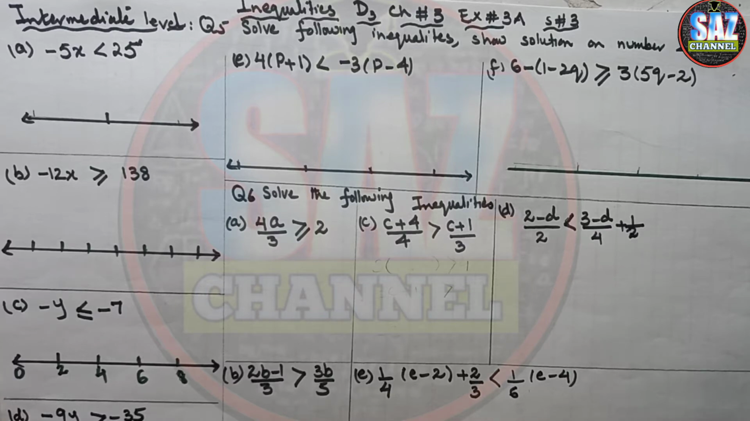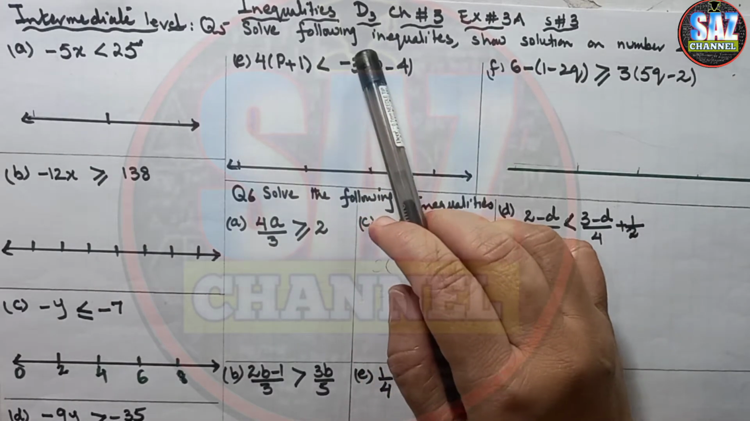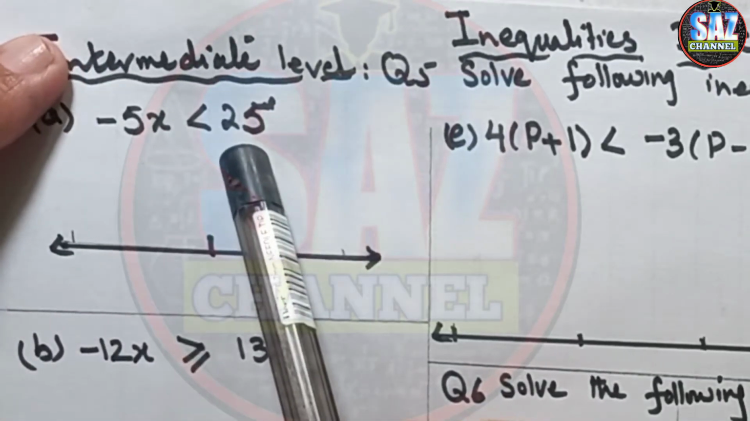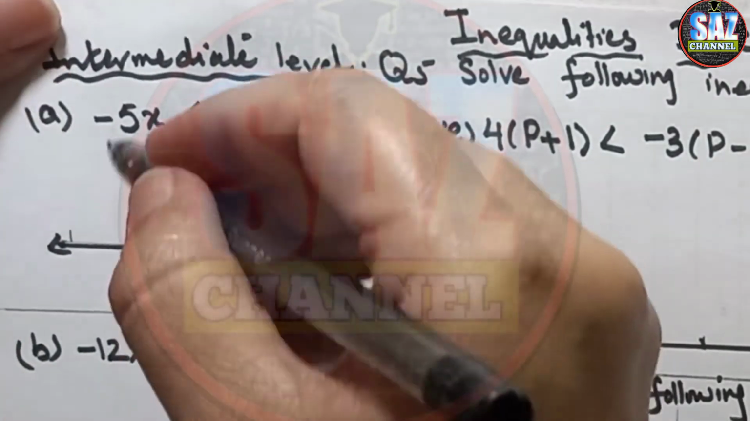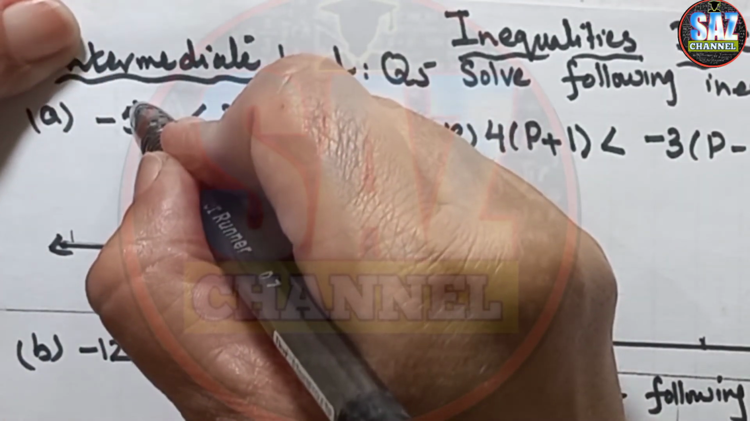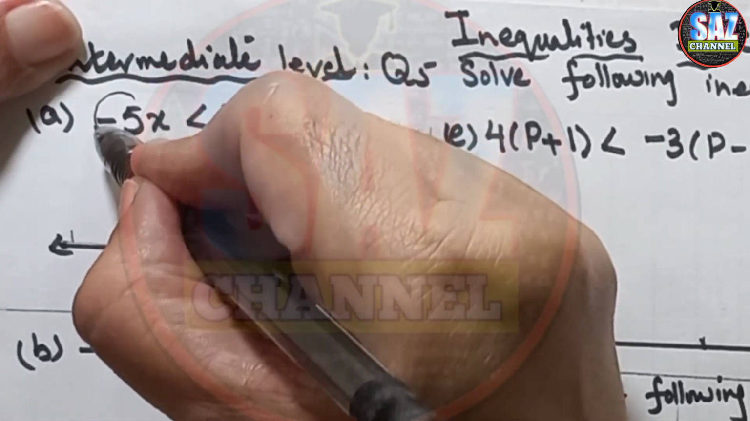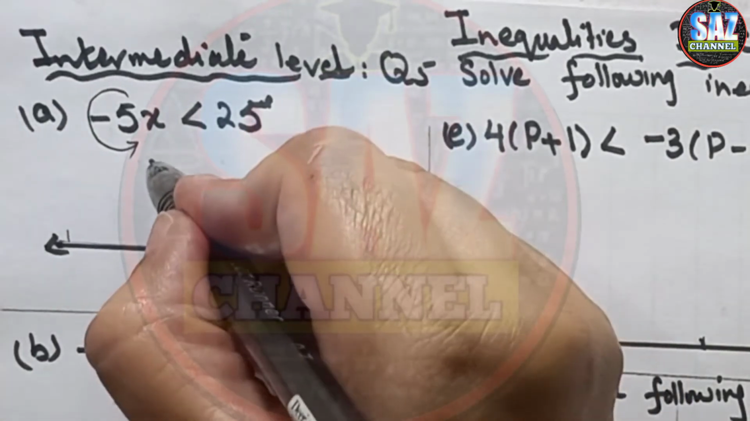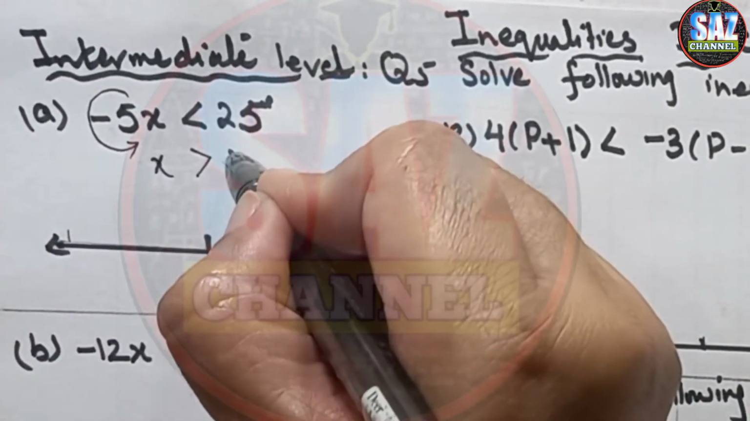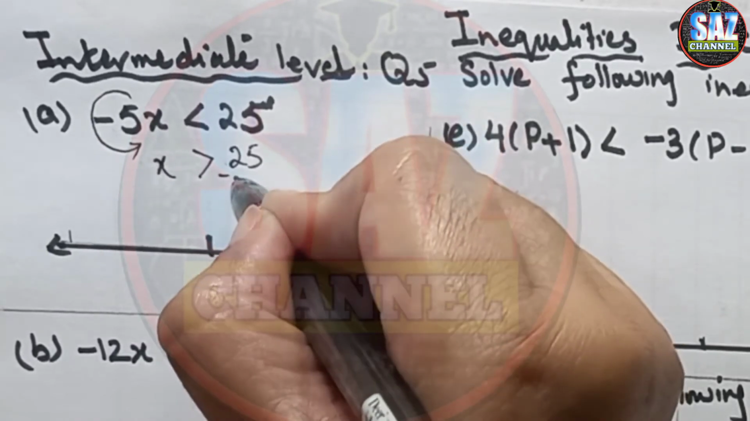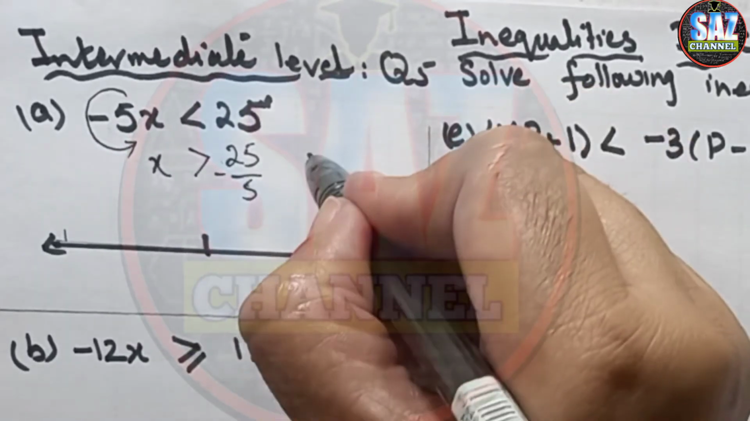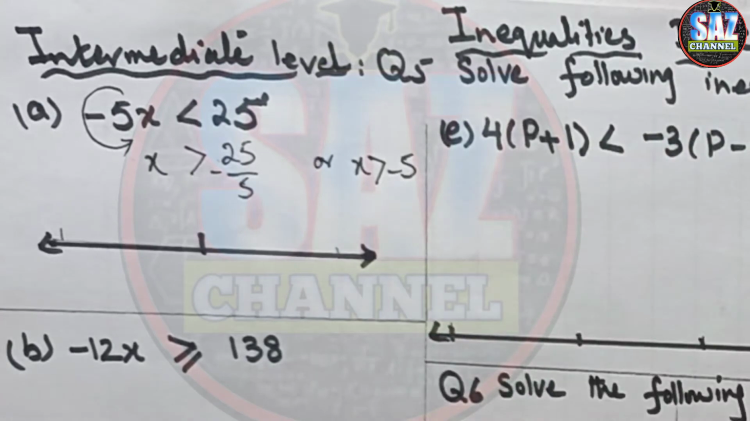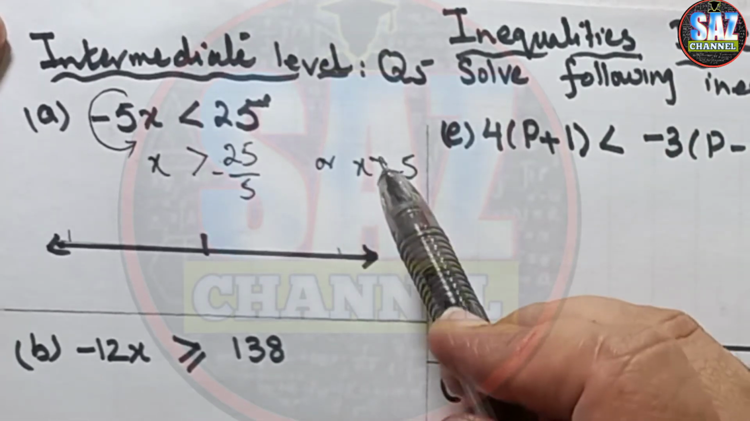Let's move to the solution of question. Question says solve the following inequalities and show solution on the number line. First part is minus 5x is less than 25. In order to solve this inequality, I have to shift this minus 5 to other side, and the inequality will take the form x is greater than 25 by minus 5, or x is greater than minus 5. So it means I need the values of x which are greater than minus 5.